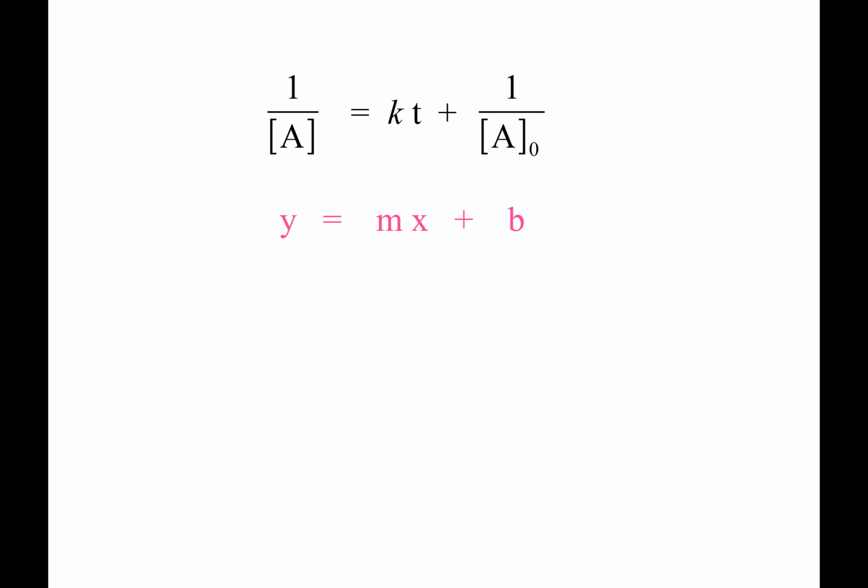So what our plot would look like, this is our y equals mx plus b. So y is equal to mx. And now we should have a positive slope, and the slope is equal to k. Nice.